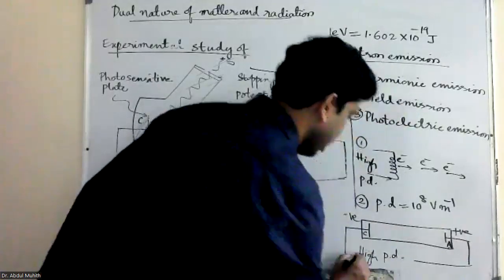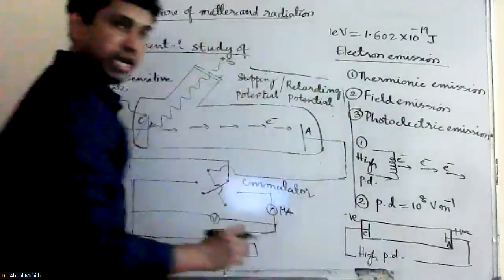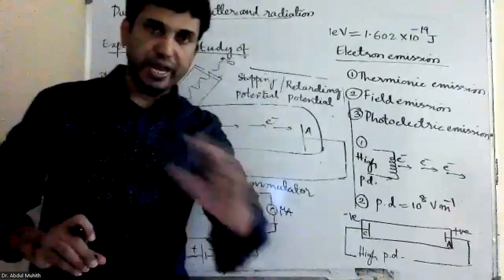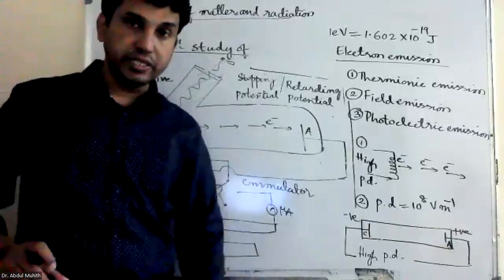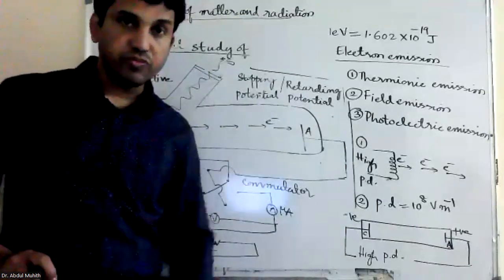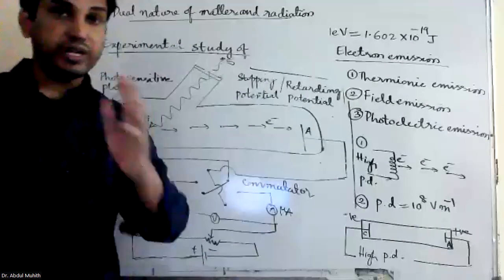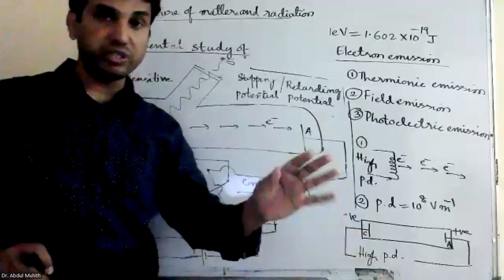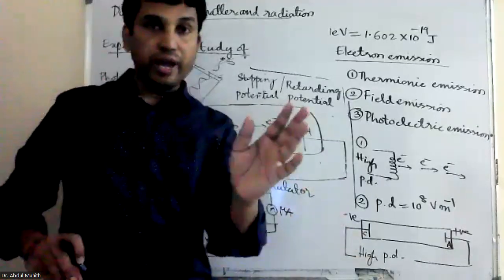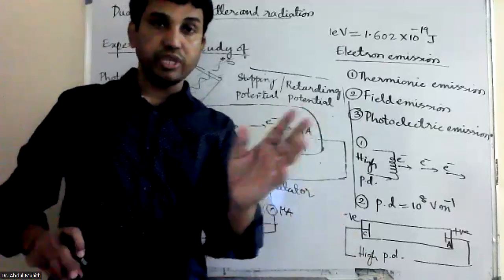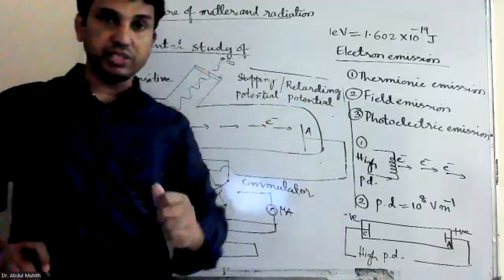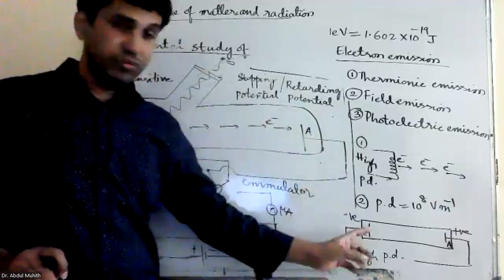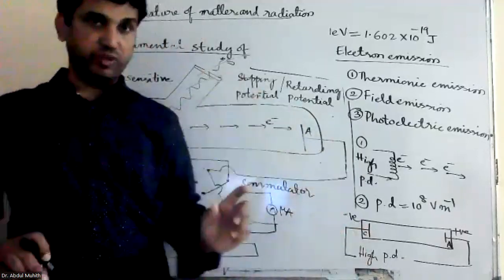Then what happens? First of all, we'll consider there is no gas in it. Why is there no gas? What will happen if I take gas in it? The gas will get ionized. Very good. It means these fast moving electrons can knock out the electrons present in the valence shells, which will give rise to some other thing. So that is why we don't want any gas in it.